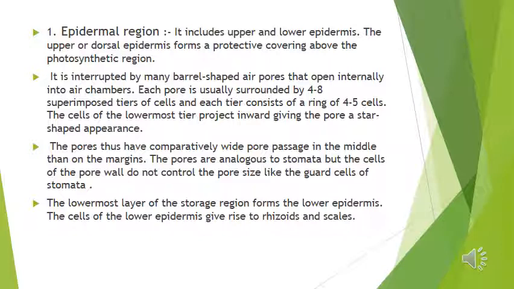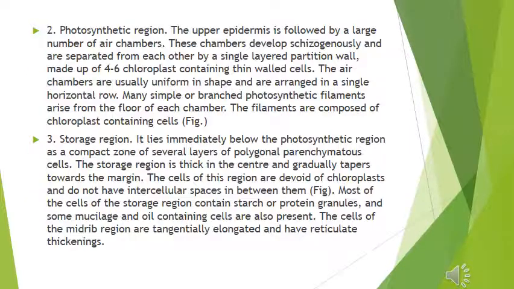The lowermost layer of the storage region forms the lower epidermis. The cells of the lower epidermis give rise to rhizoids and scales. Next is the second region, the photosynthetic region. The upper epidermis is followed by a large number of air chambers. These chambers are separated from each other by a single-layered partition wall, made up of 4 to 6 thin-walled cells containing chloroplasts.